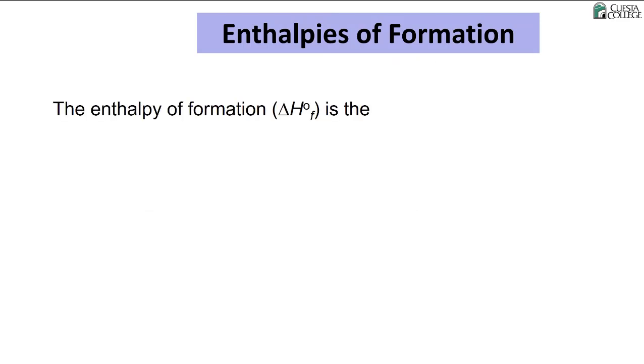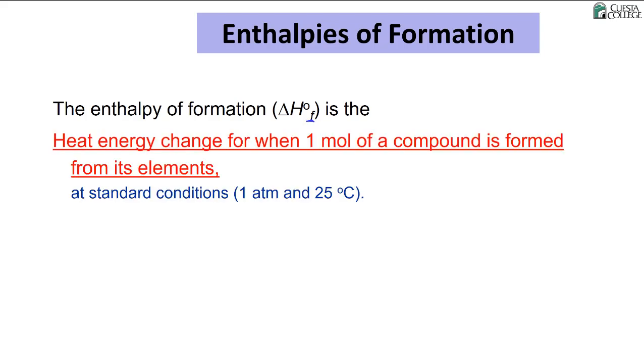Let's start with a definition of enthalpies of formation. The enthalpy of formation, delta HF, where the F stands for formation, is the heat energy change from when 1 mole of a compound is formed from its elements. The critical parts of the definition are the 1 mole part and the elements part. Also, the reaction has to be taking place at standard conditions, 1 atmosphere and 25 Celsius.